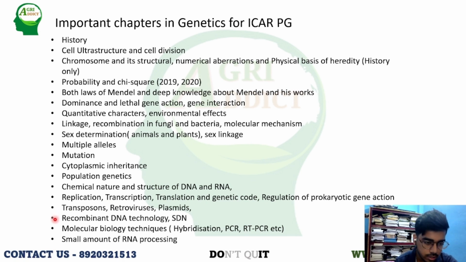In this segment, recombinant DNA technology, you should know the three types of restriction enzymes, three categories: type 1, type 2, type 3, and mostly we use type 2 restriction enzymes. Then primers, you should know, and you should know HDNs as well as site-directed nuclease. One question, CRISPR-Cas9, has been asked in this year's examination.